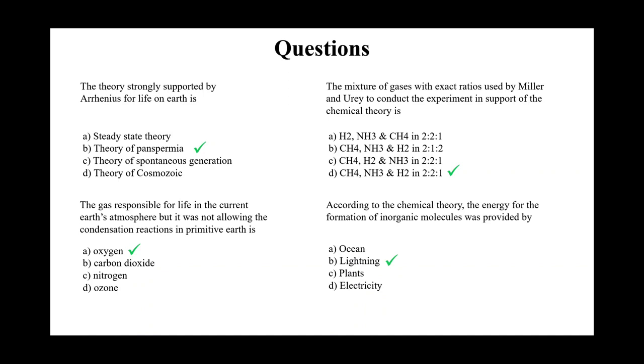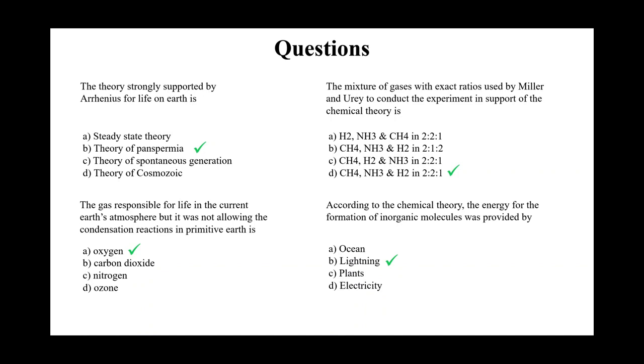But this is not in the primitive environment, so oxygen. And then I had mentioned about 2 is to 2 is to 1. So you have methane, ammonia, and hydrogen in the ratio of 2 is to 2 is to 1 in the Miller and Urey experiment. And this was also mentioned because if you just remember the Miller Urey experiment, in the last chamber, they had provided lightning as a source of energy. So ocean was not the source of energy. Plants came very later, and electricity was not present as itself. Electricity came because of lightning.